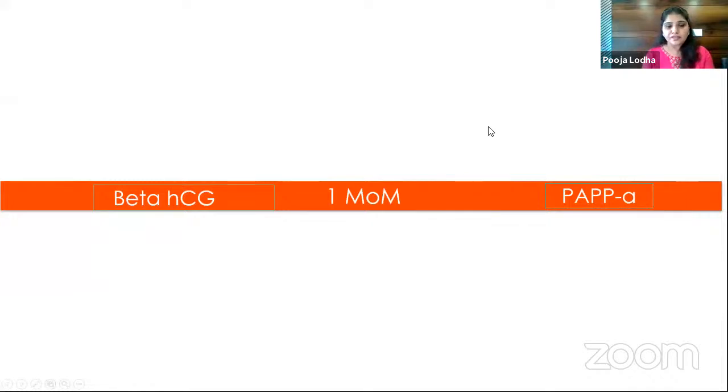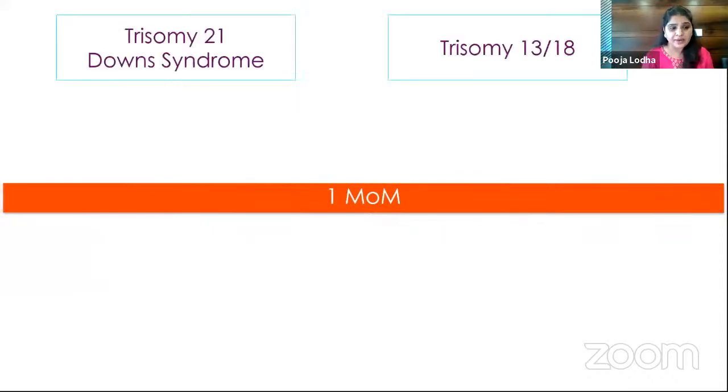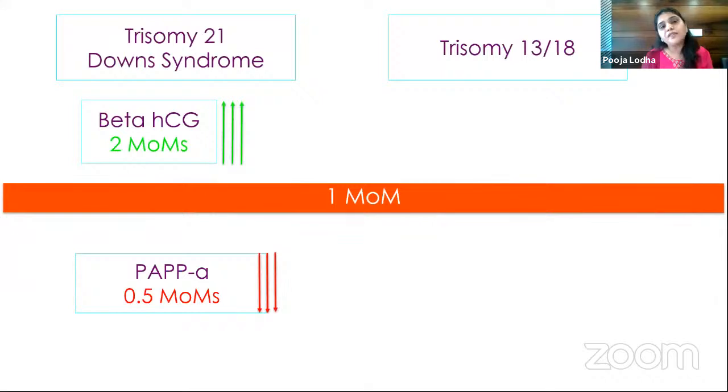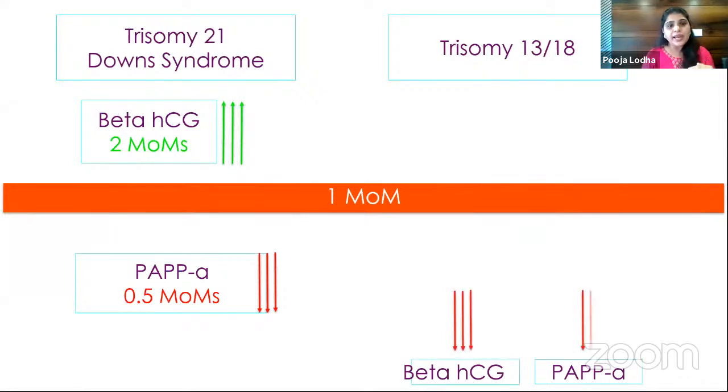Now, just simplifying it further, the ideal MoMs for beta HCG and PAPP-A are 1. They are supposed to be ideally 1. What happens in Down syndrome and trisomy 13/18? Two different things happen. In Down syndrome, the beta HCG MoMs are twice that of normal, and the PAPP-A MoMs are half of that of normal. Whereas in trisomy 13 and 18, the beta HCG as well as the PAPP-A are extremely low.